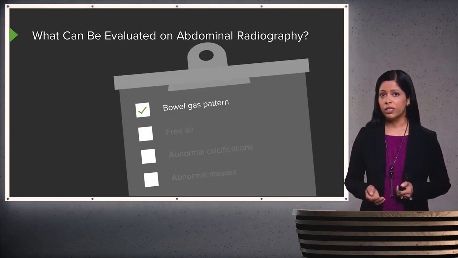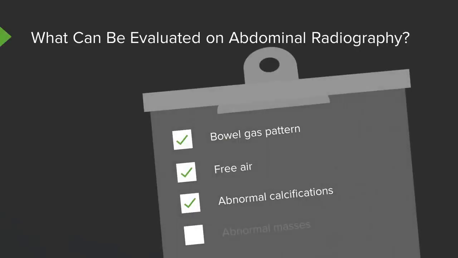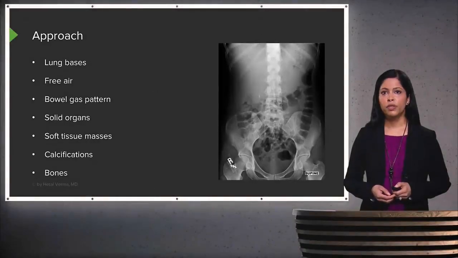So what can be evaluated on abdominal plain films? The bowel gas pattern is a very important thing. You could always evaluate for free air, which is something that you really don't want to miss. Abnormal calcifications can be seen on abdominal radiographs, or abnormal masses. So these are the four major points that you want to keep in mind when you're taking a look at an abdominal radiograph.